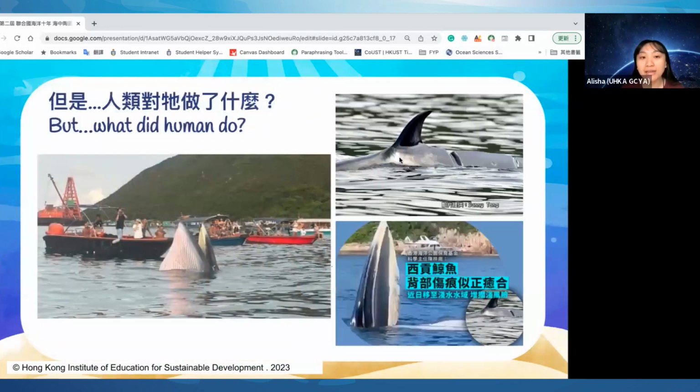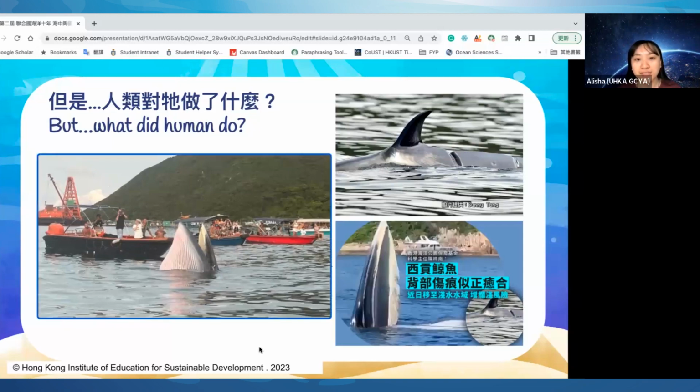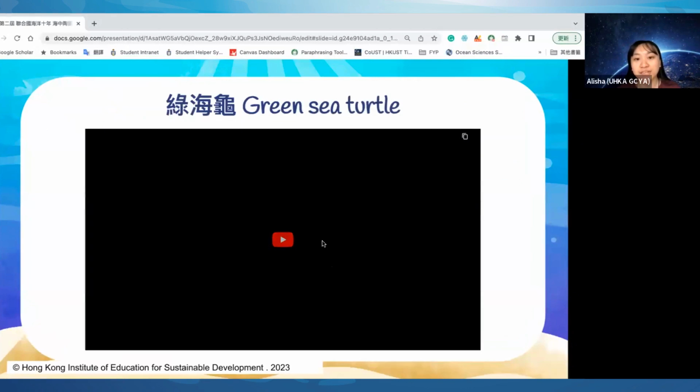So when humans noticed that there was a whale in Hong Kong, everyone rushed there to take a look at it. But what happened? People got too close to the whale, and there is a propeller under the boat, and the propeller will hurt the whale, and therefore it gets hurt. Also the noise produced by the boat is disturbing the whale. So now let's take a look at the green turtle.